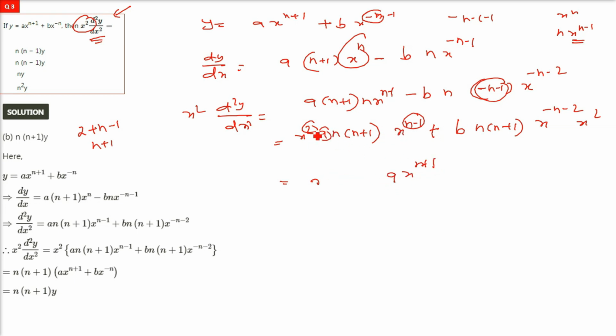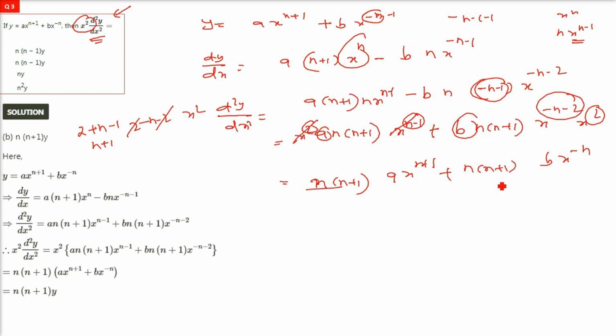So what I am trying to do here is, we know that a x to the power n plus 1 is already there. So whatever is left, just take it outside, right? Here also, you have to add 2 plus minus n minus 2. So you have x to the power minus n, which was with b when we started with y. Now n plus 1 you can take just outside, and whatever is inside, just write it: a x to the power n plus 1 plus b x to the power minus n, and this is nothing but y only.